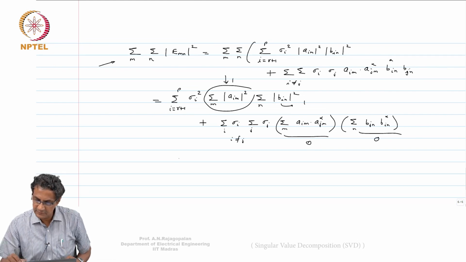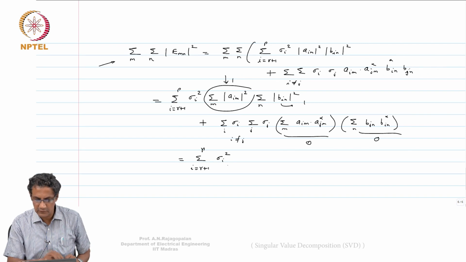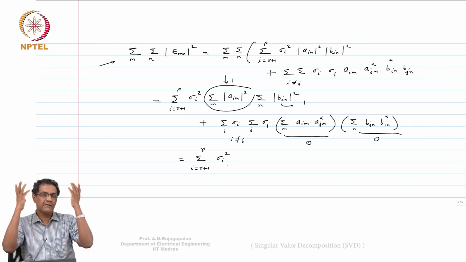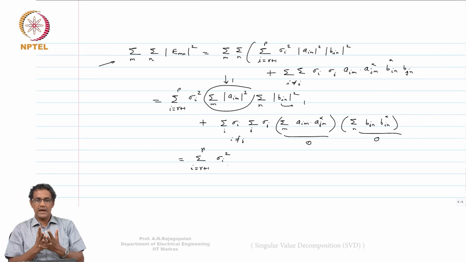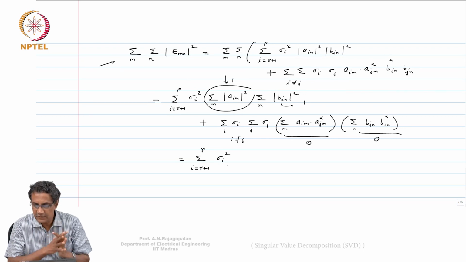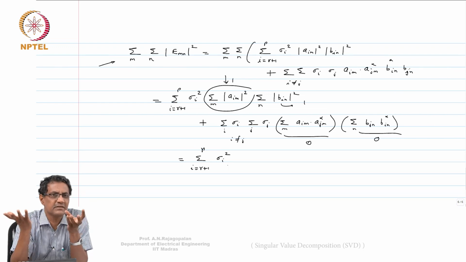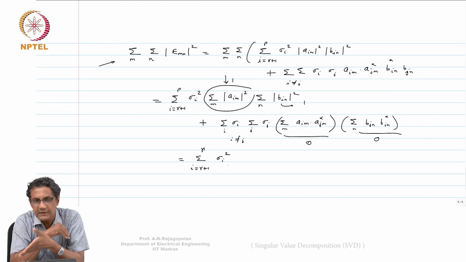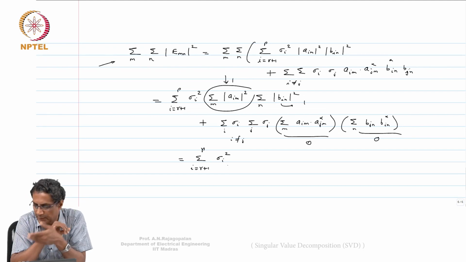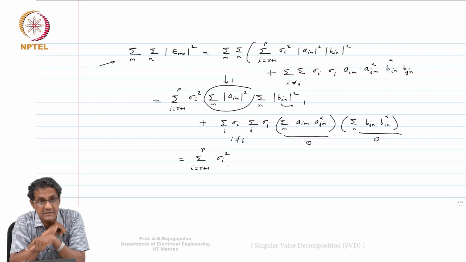Therefore this simply boils down to summation i equal to r plus 1 to p sigma i square, which we know is basically the eigenvalues of S S Hermitian or S Hermitian S. In the PCA also we had written something similar, summation lambda i of all the eigenvalues that we had left out. You get a very similar expression for the SVD, except that now this is exact.